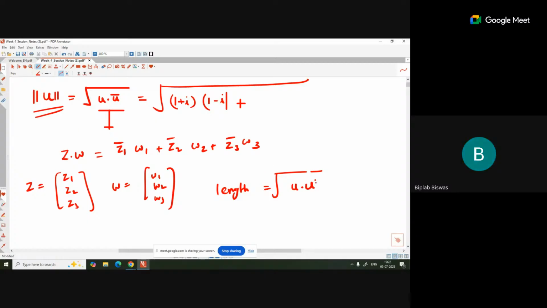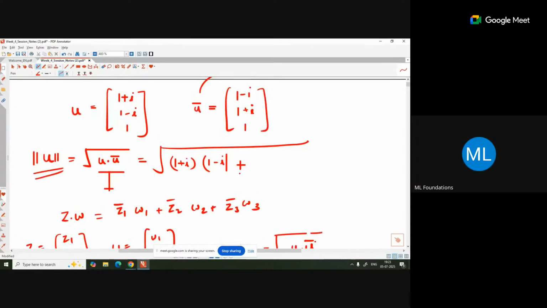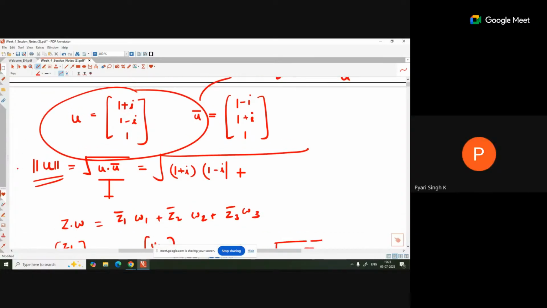Then how will you solve this part? For this question, if you want to find the length, what will that be? 1 plus i into 1 minus i, plus 1 minus i into 1 plus i, plus 1 into 1. Okay, is that correct?